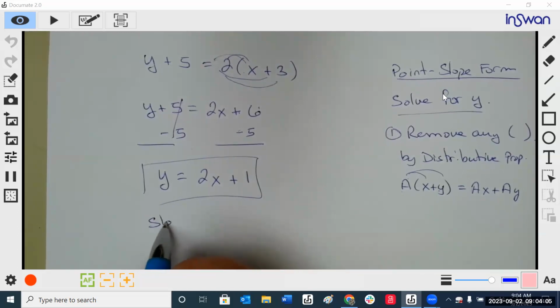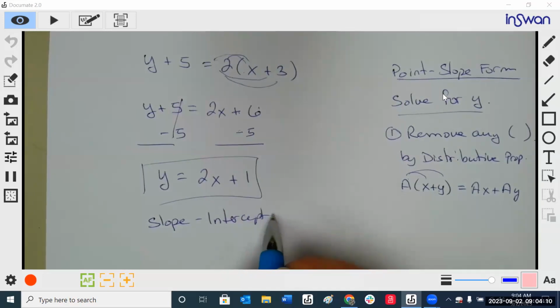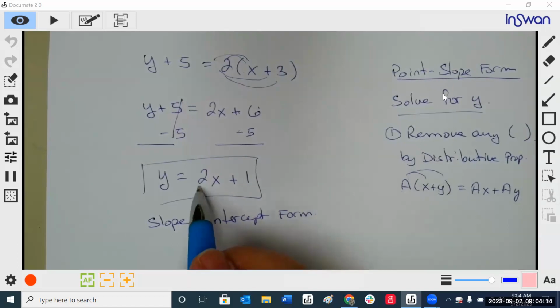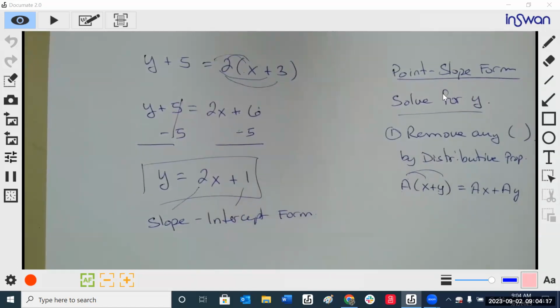That's the slope-intercept form. There's the slope, and there's the intercept.